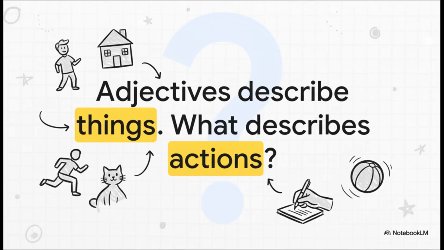So now you've got a solid handle on adjectives, the words we use to describe things. But that leaves us with a really interesting question. If adjectives describe nouns, what kind of word do we use to describe an action? We'll get into that next time.